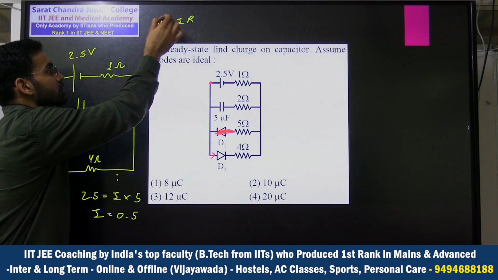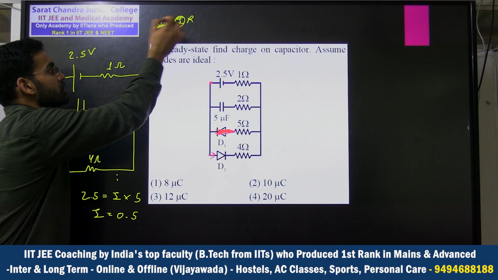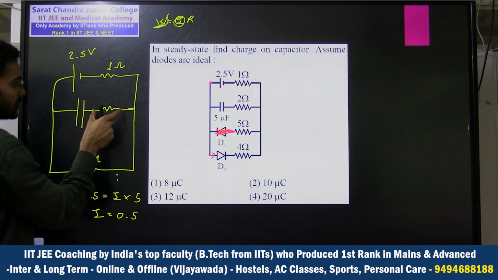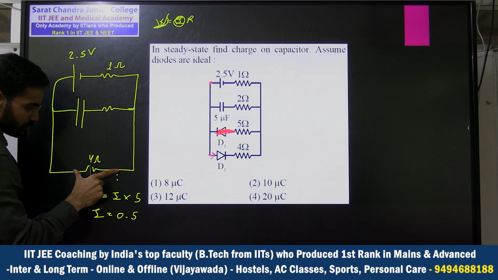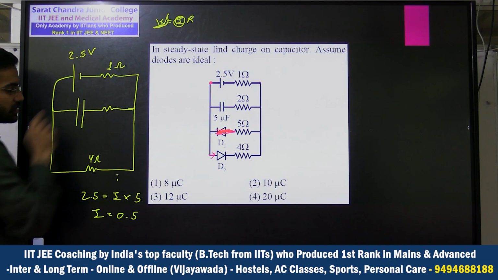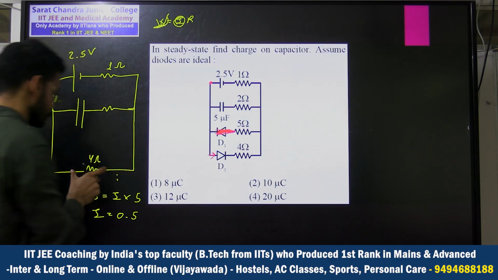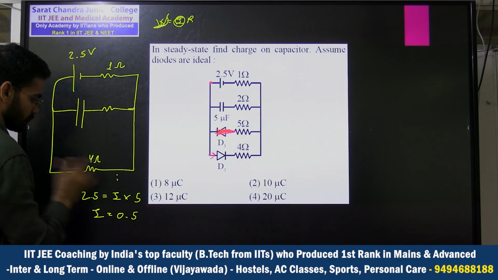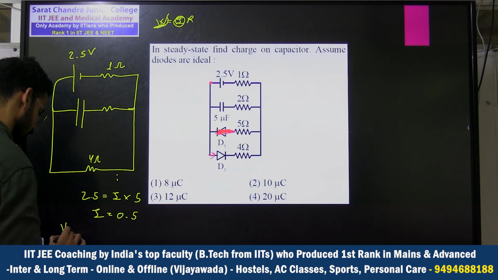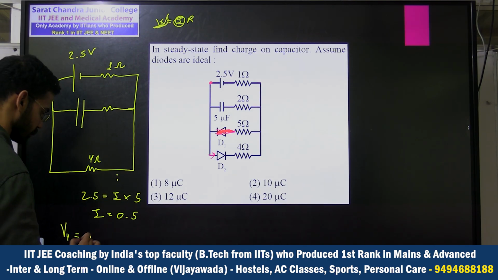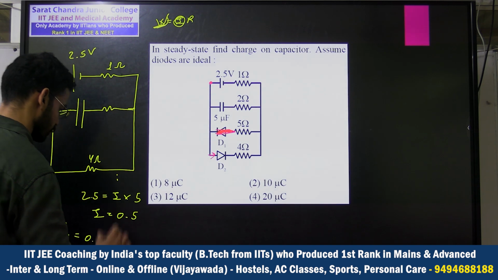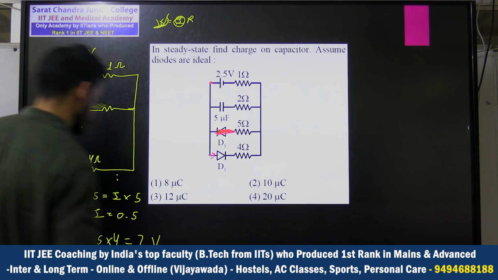So if I is not there, that means V is 0. Means potential difference across this resistor is 0. So the whole potential difference is going across this capacitor. Okay. So here, how much is the potential difference across this 4 ohm resistor? V of the 4 ohm resistor will be IR. So I is 0.5 into 4. So that will be 2 volt.